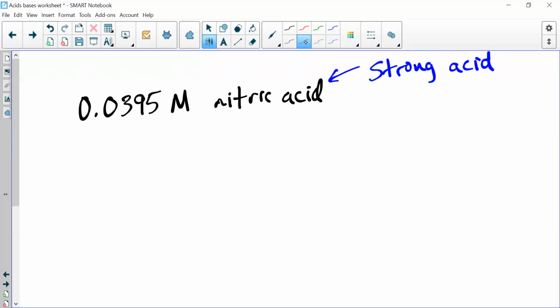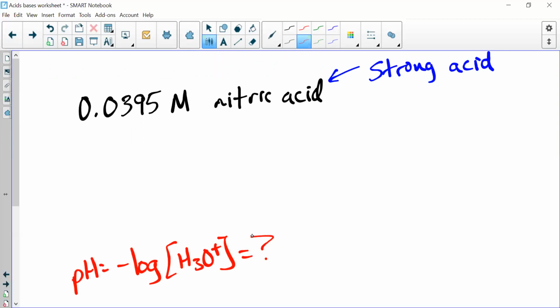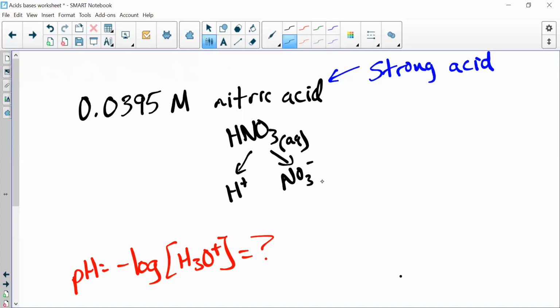Now, if I'm asking for the pH of this, what's pH? pH is negative log of the concentration of hydronium ions. Well, I didn't give you concentration of hydronium. I gave you the molarity of the acid. But if we think about this, nitric acid is HNO3 aqueous. What happens as soon as that hits the water? Well, it ionizes, right? The water picks it apart into H plus and NO3 minus. And these are both now ions floating around.